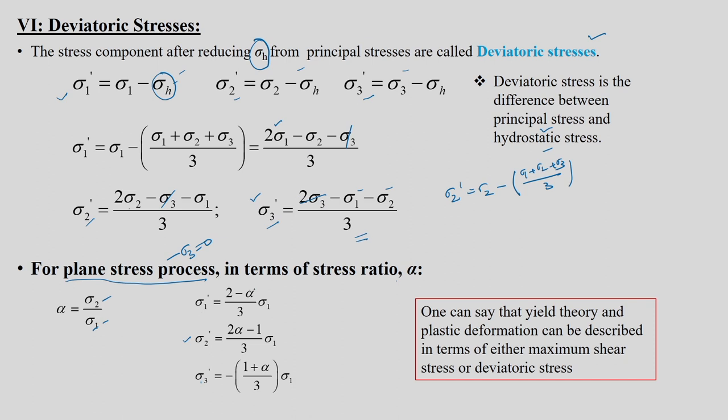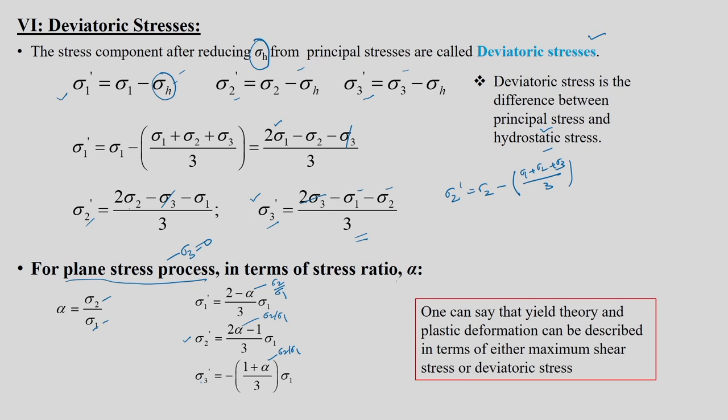So in fact, you can also put sigma 2 by sigma 1 here and check whether you get sigma 1 dash. Sigma 2 by sigma 1 and sigma 1 goes above. So you will get 2 sigma 1 minus sigma 2 divided by 3. Here also you put sigma 2 by sigma 1. 2 sigma 1, sigma 1 will go, 2 sigma 2 minus sigma 1 by 3. And here also you put sigma 2 by sigma 1. Okay, you will get this equation.